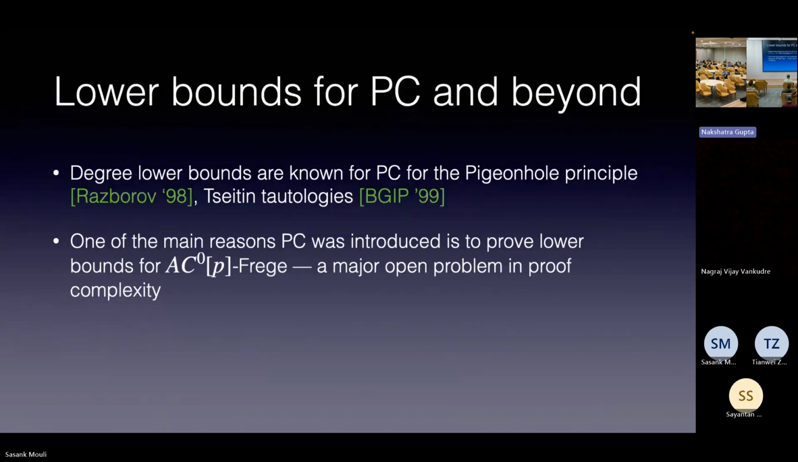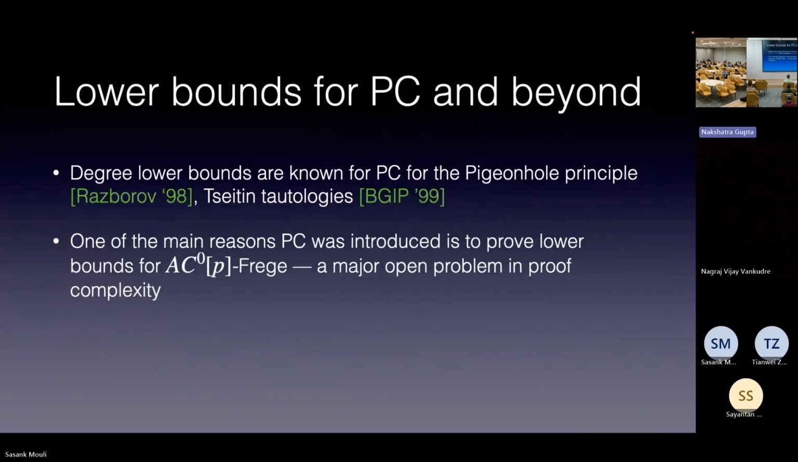So where proofs use these circuits, we are not able to prove lower bounds. The proof of circuit lower bounds for these circuits went through some kind of algebraic reasoning.